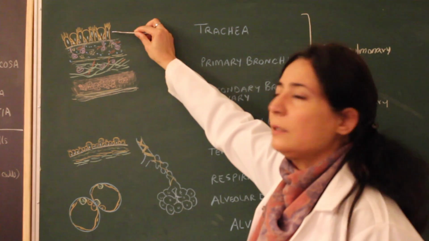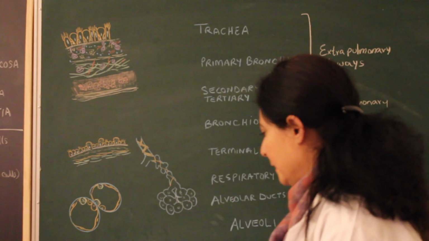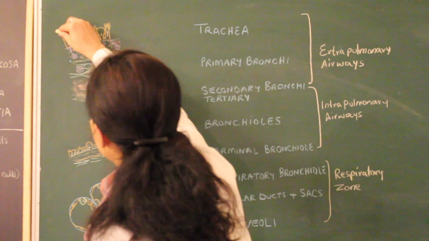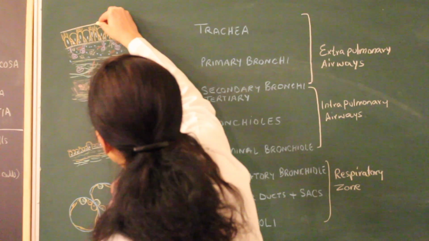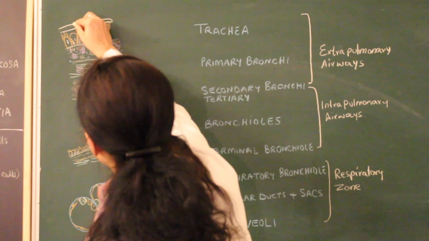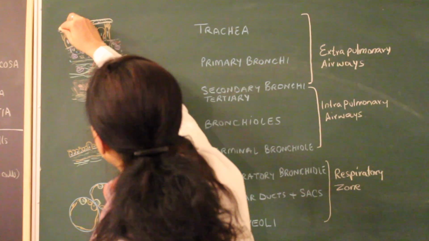So we have our typical pseudostratified ciliated columnar type of epithelium, and I have forgotten to do something. This is the layer of mucus on top of the cilia.